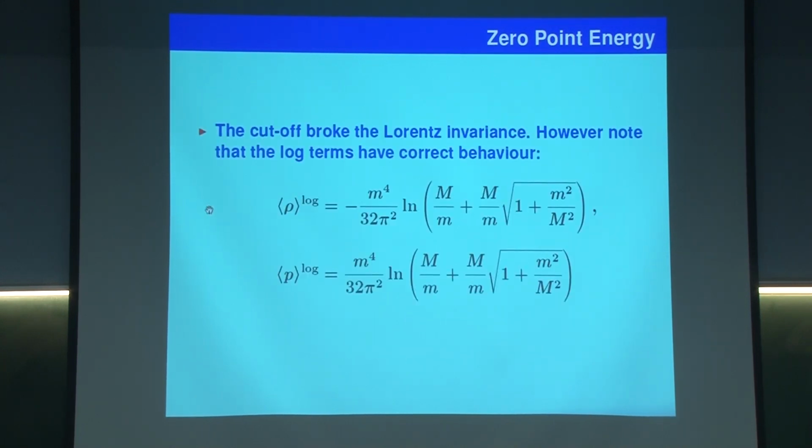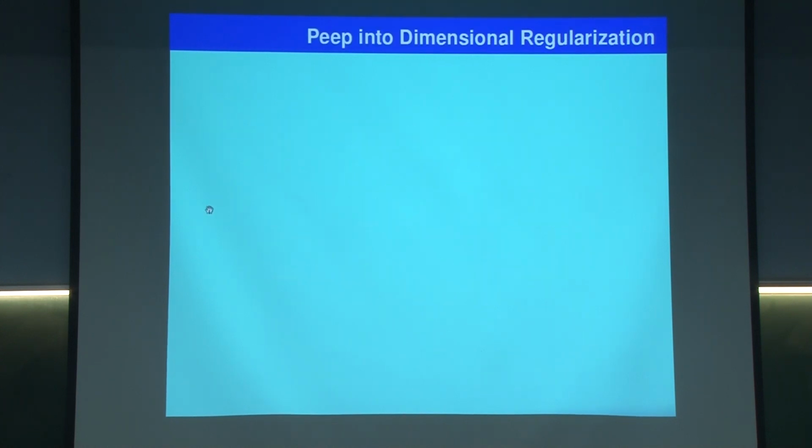So, this I have written down here, that if you just pick up the logarithmic term, one of them has a minus sign, the other has a plus sign, and if you just retain this, then it has the correct equation of state. So, somehow you need to come up with a regularization prescription which kills all the power law divergences and retains the logarithmic divergences, which is what dimensional regularization does.